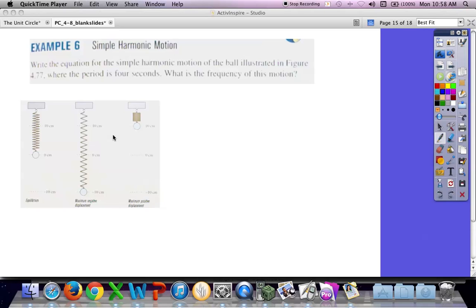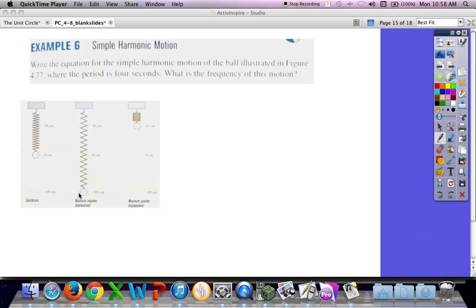Write the equation for simple harmonic motion of the ball in this picture. To do that, go back to that picture that we've already shown. It looks like we're starting here, and then this is the next position of the ball, and then it's coming up here. So let's model this.